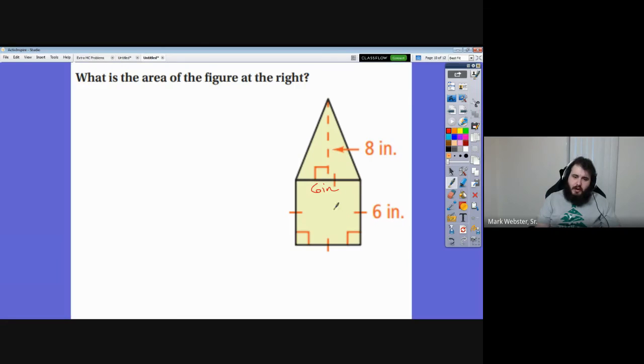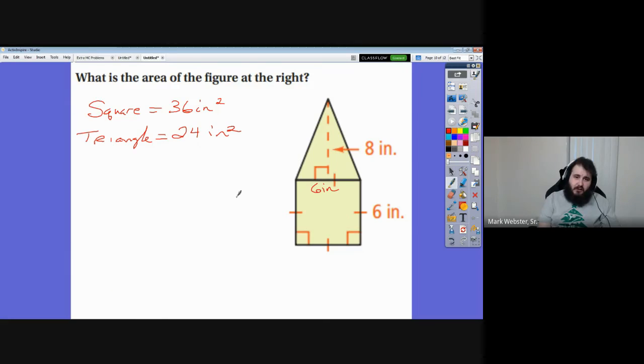So let's do the area of the square first. Base times height is 6 times 6. So the square area is 6 times 6, which is 36 inches squared. The triangle, remember it's 1/2 base times height. 1/2 of 6 times 8 would be 24 inches squared, right?